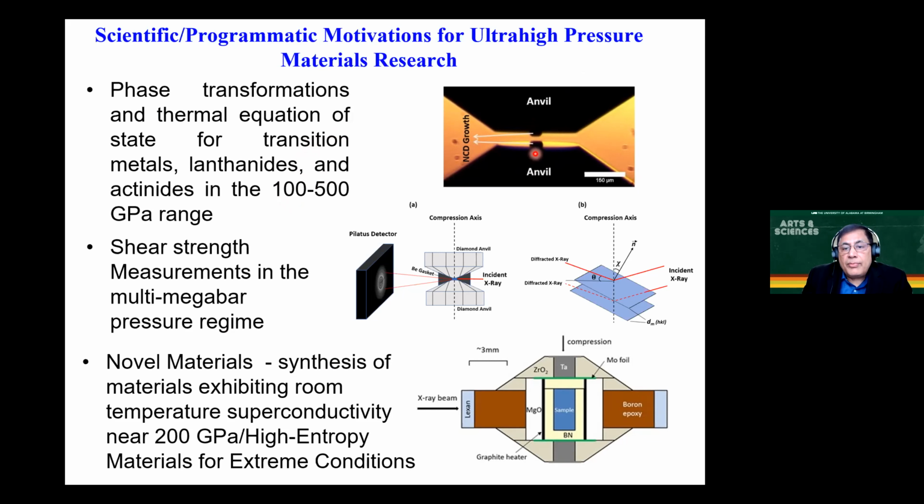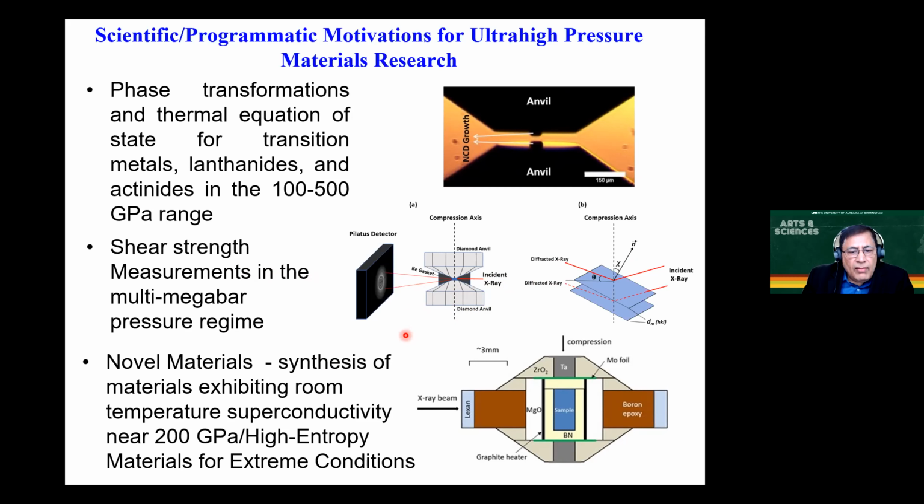And this is a picture of an opposed anvil where you have a second stage nanocrystalline diamond grown onto the single crystal substrate. The second motivation for this is also shear strength measurements, which does not normally receive that much attention, but is a really very important parameter in materials modeling under extreme conditions. And this is typical, the radial X-ray diffraction, which is now being extended to multi-megabar regimes.